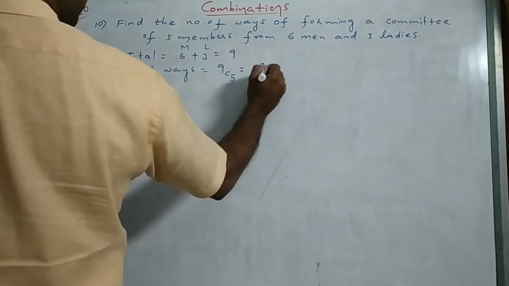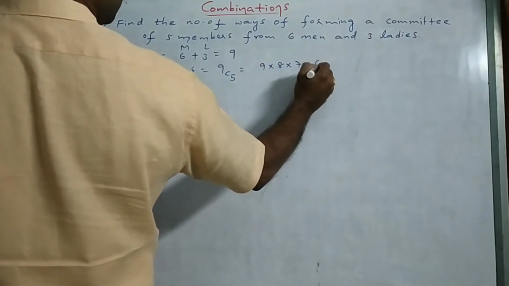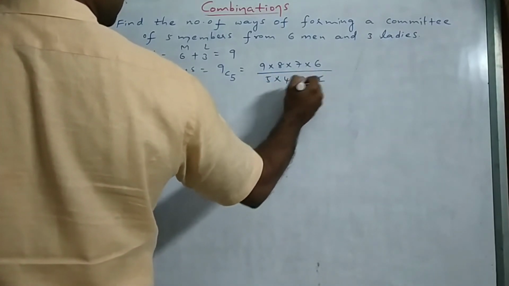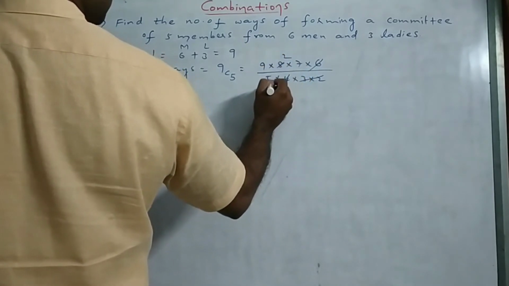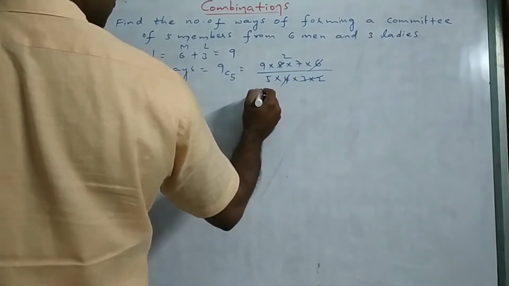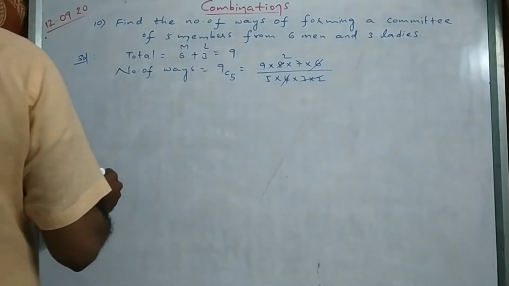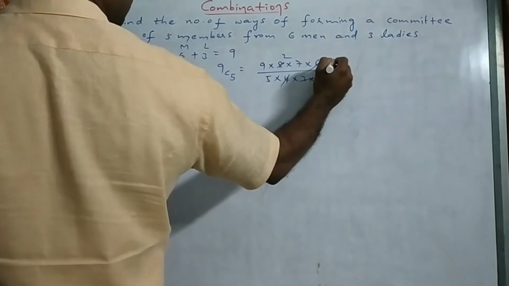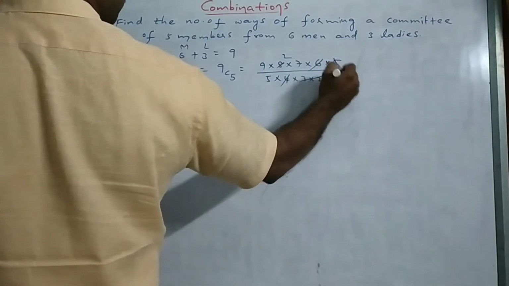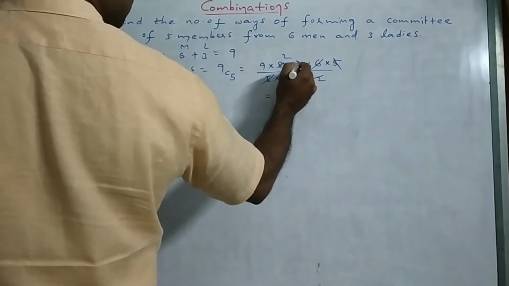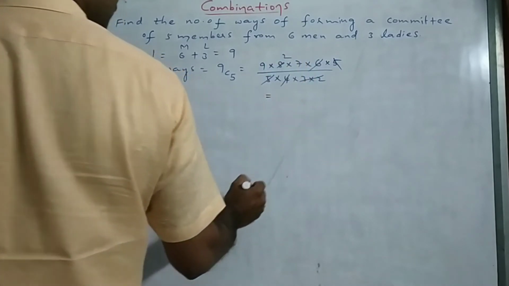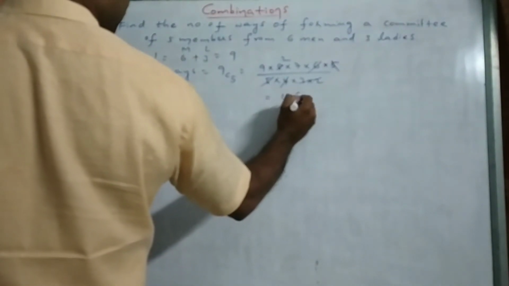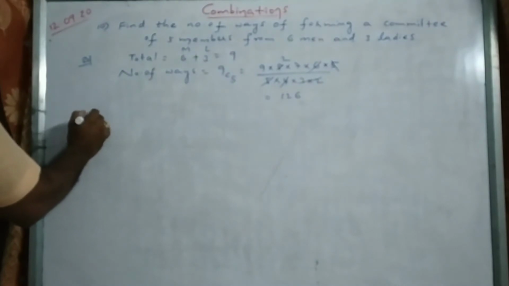Okay, means 9 into 8 into 7 into 6 by 5, 4, 3, 2, 1. 3 2s are 6, 4 2s are 8, 4. 5 gets cancelled. Then 7 2s are 14, 14 9s are 126. So that many ways we can select.